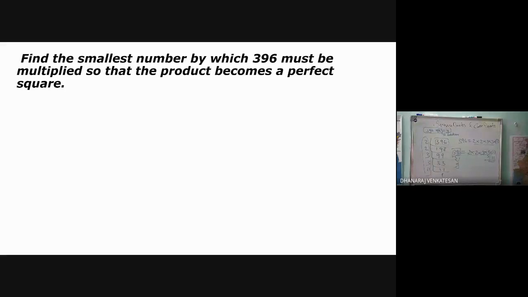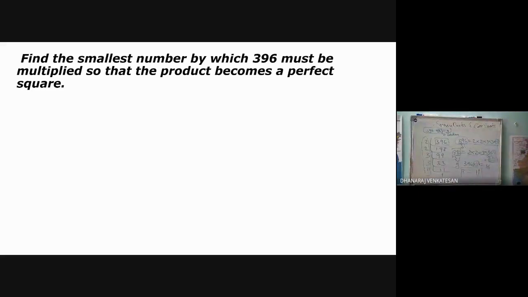This is the way of solving this sum. For 396, this is the prime factorization. You have to multiply by some number. That number is 11, because 11 is there only once in 396. If there is another 11, 396 would become an exact perfect square. So we have to multiply by 11. This 11 is the x we have to find. For 396, if you multiply with 11, you will get a perfect square. This is the answer.